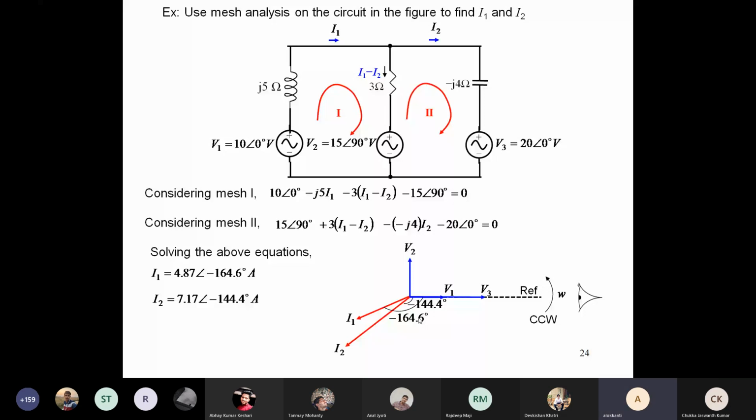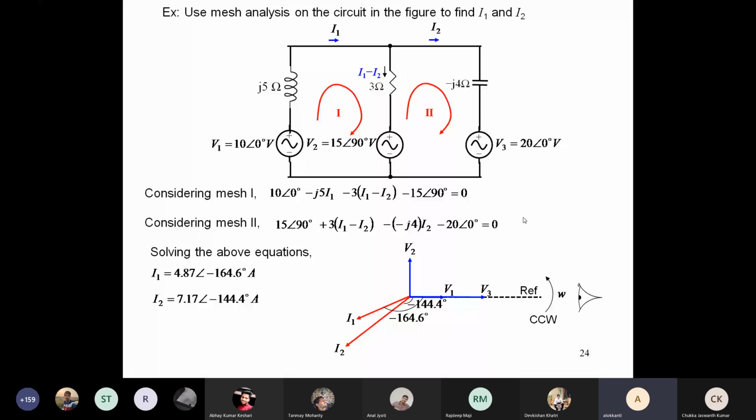Okay, so this is how you should develop the phasors as you do the numericals. So let us do the next problem.